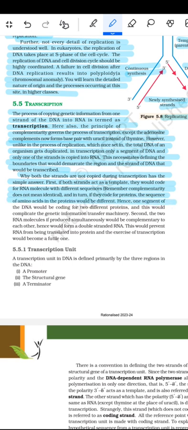Hence, one segment of the DNA would be coding for two different proteins, and this would complicate the genetic information transfer machinery. Second, the two RNA molecules produced simultaneously would be complementary to each other, hence would form a double-stranded RNA. This would prevent RNA from being translated into protein, and the exercise of transcription would become a futile one.